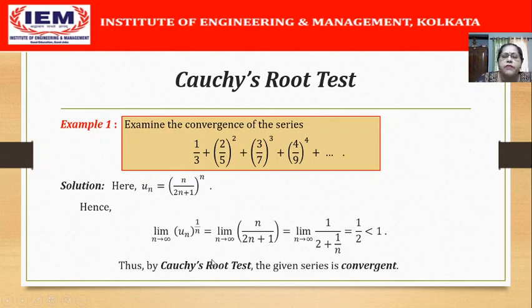And now things are very easy. We take the nth root of this un, and we just get n by 2n plus 1. Now we have to evaluate this limit. If we take n common from both the numerator and the denominator, we get limit n tends to infinity of 1 by (2 plus 1 by n). As n tends to infinity, obviously 1 by n tends to 0, so the limit is half. Definitely half is less than 1. So by Cauchy's root test, we can conclude that the given infinite series is convergent.